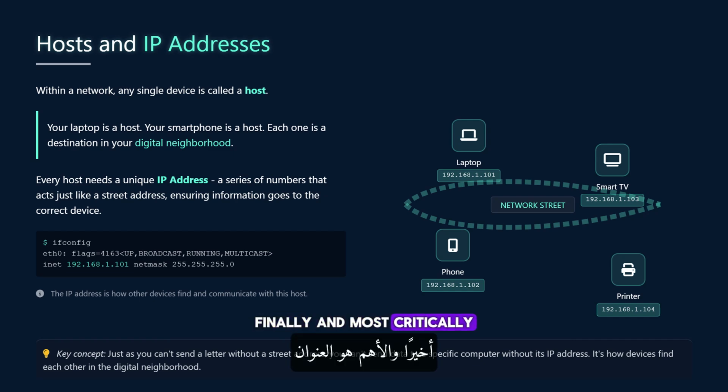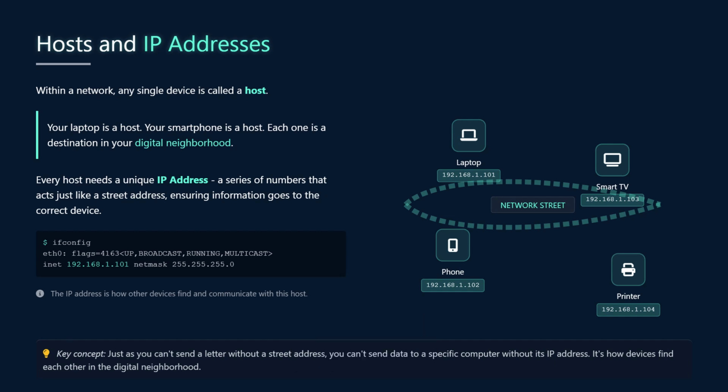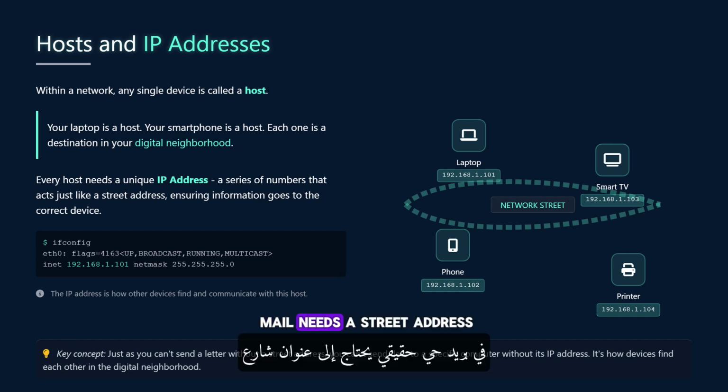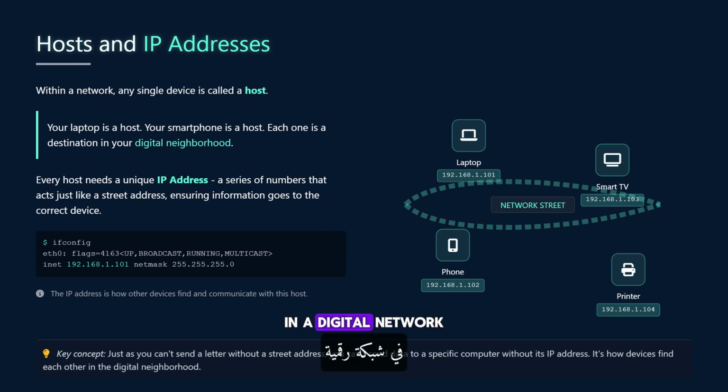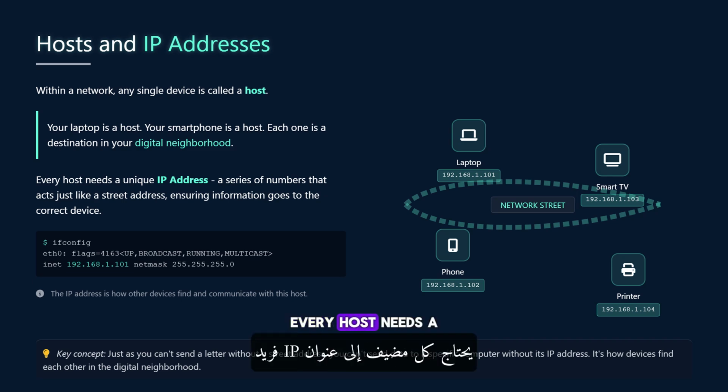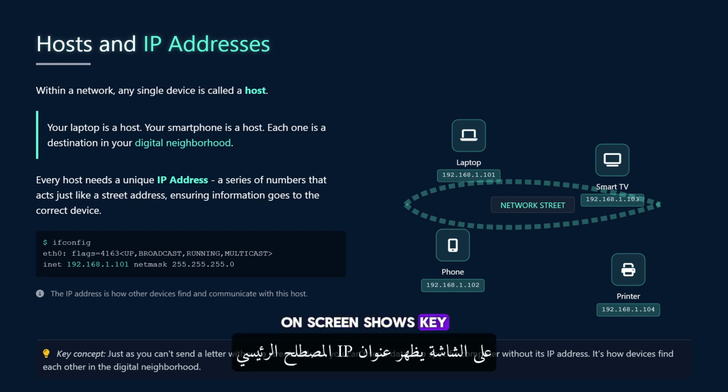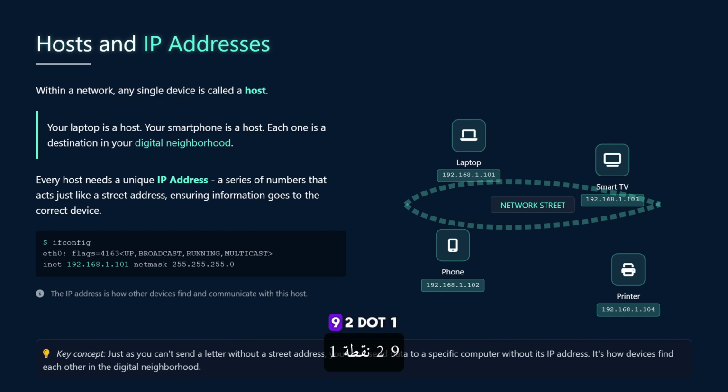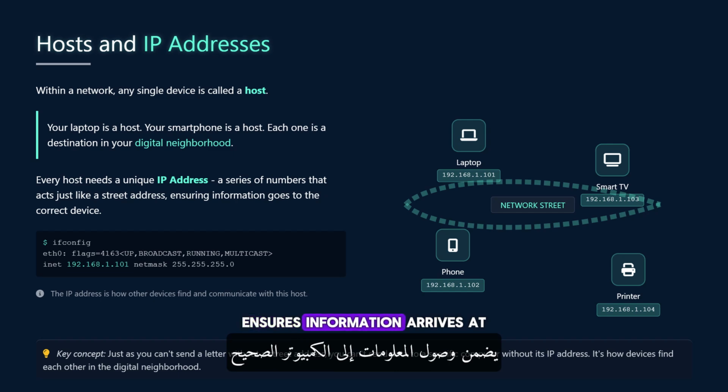Finally, and most critically, is the address. In a real neighborhood, mail needs a street address. In a digital network, every host needs a unique IP address. On screen shows key term IP address. For example, 192.168.1.101. This series of numbers ensures information arrives at the correct computer.